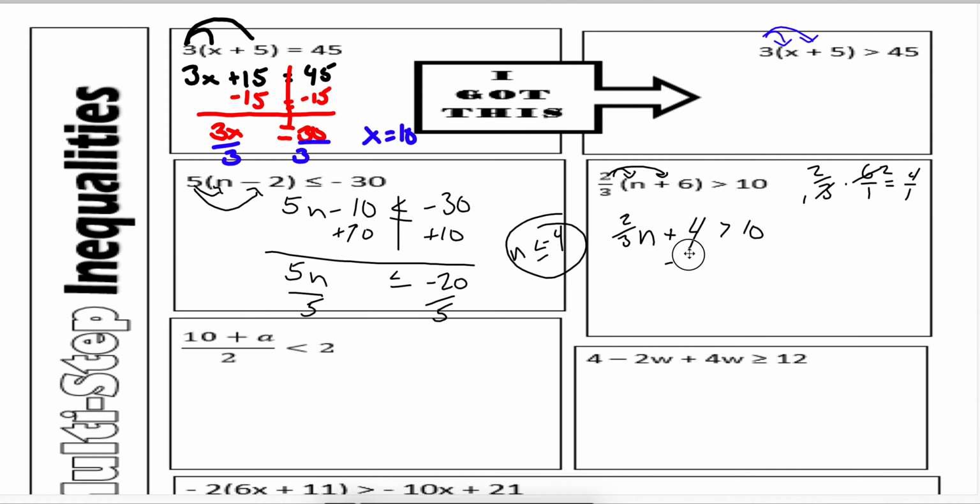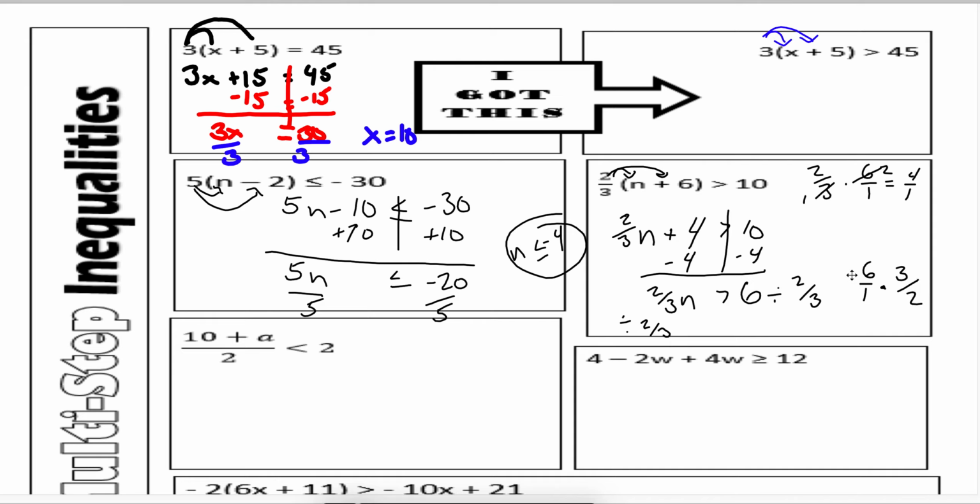Then we solve. Subtract 4 from both sides. We get 2/3 n is greater than 10 minus 4 is 6. Well, this is multiplication, 2/3 times n. So to get rid of 2/3 times n, we have to divide by 2/3 to both sides. So I'm going to divide 6 by 2/3. If you don't remember how to do that, let's show that as well. 6 over 1 divided by 2/3 means I have to multiply by the reciprocal. The reciprocal means I need to flip this fraction. So instead of 2/3, we're going to get 3 over 2.